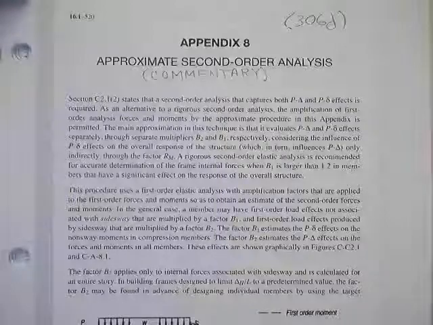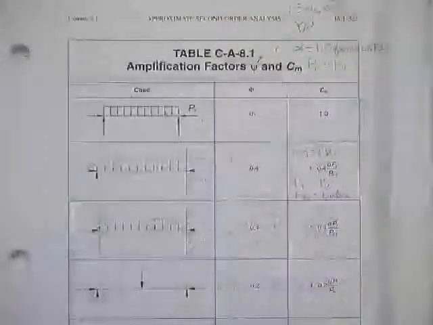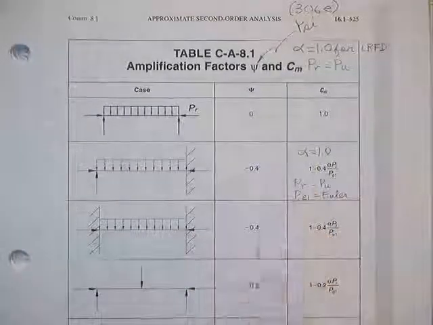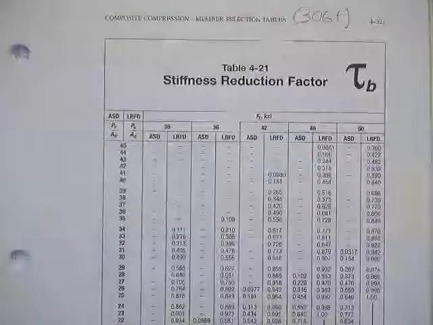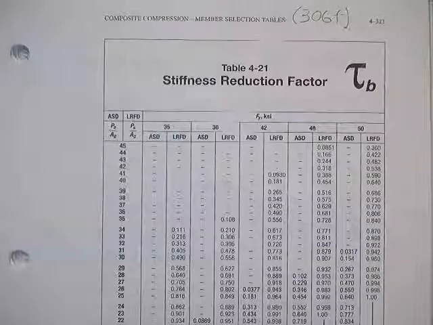So a very quick run through. Here is an approximate second order analysis. That was what you and I were calling case 1. Won't go into it at all. Got a bunch of tables. Psi, C sub M, got me. Uses these tables in that case. This is the only one that uses tau.